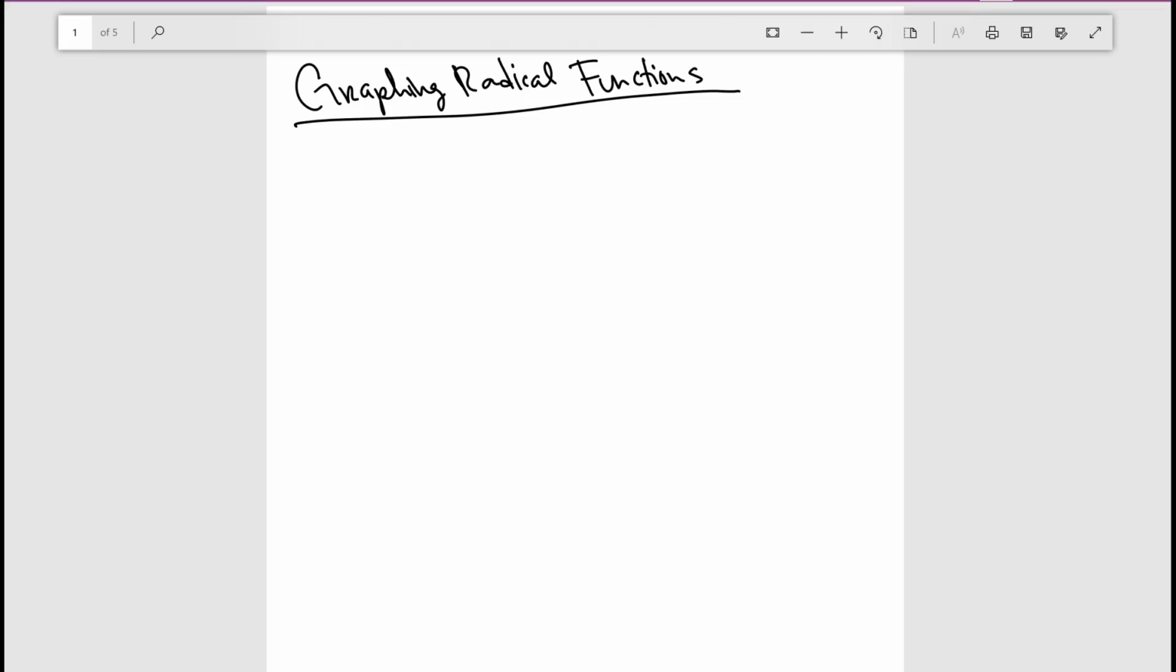In this section, we're going to be graphing radical functions. So we've looked at a couple of functions, and we know that functions have the form f of x. And really what we're interested in is looking at what the square root of x looks like. So if I were to graph it, what is going to be the shape of this graph?